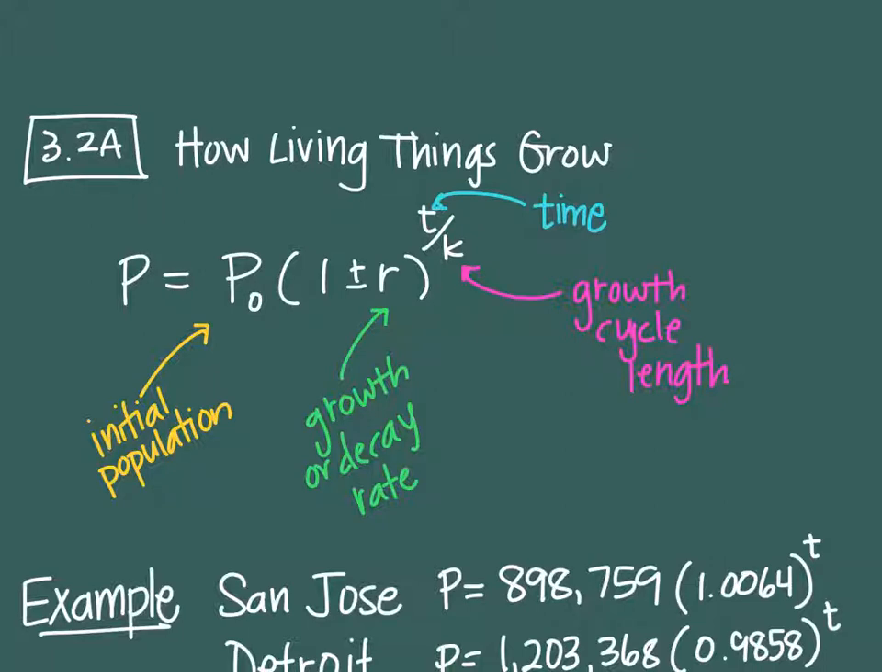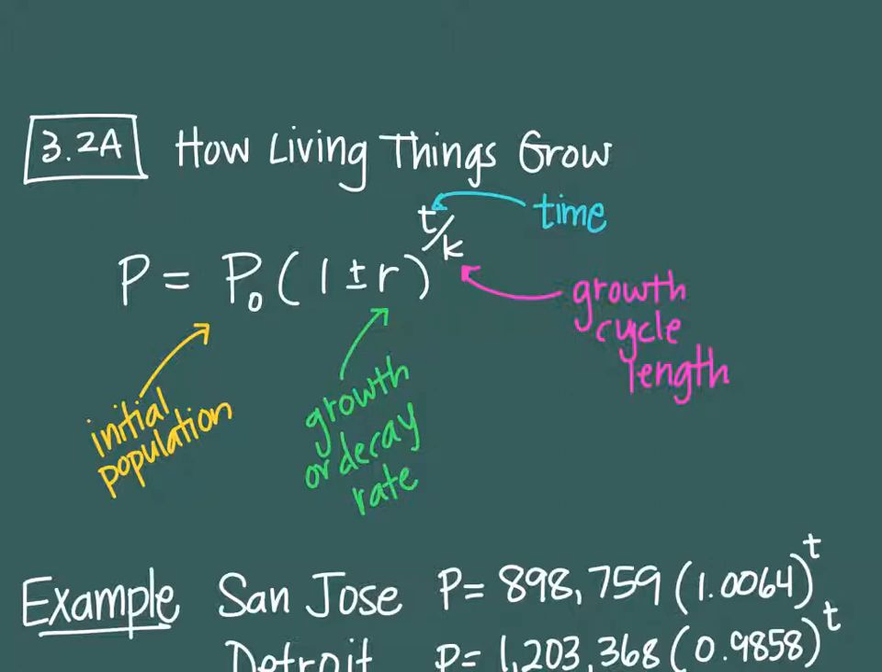So, a couple things you can tell. In San Jose, 1 plus R is right now 0.0064. So what would R be by itself? What would you have to do to both sides of that? So what's in the parentheses is 1 plus R. Okay, you're going to subtract 1 from both sides.